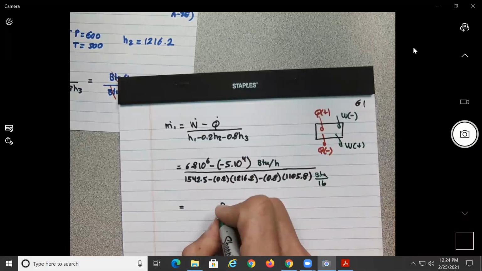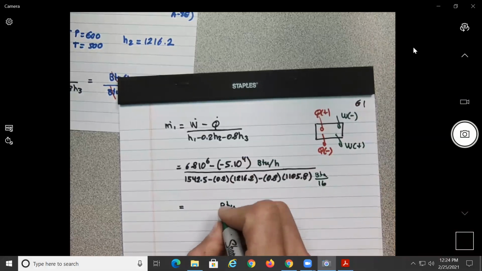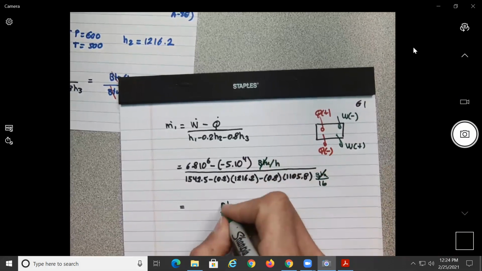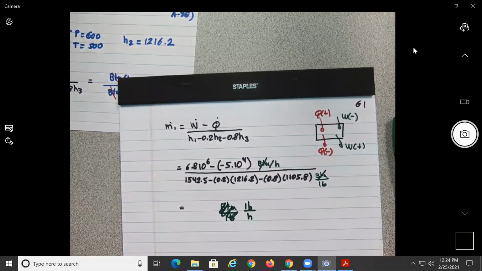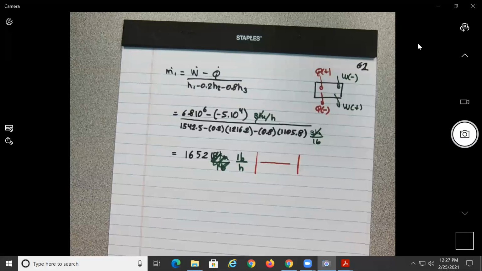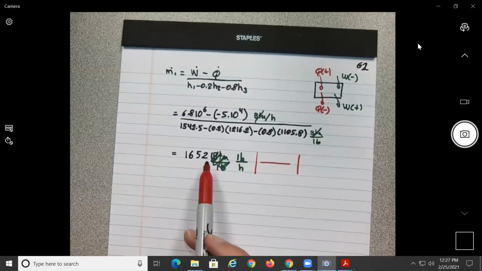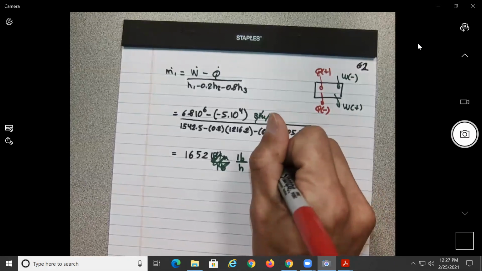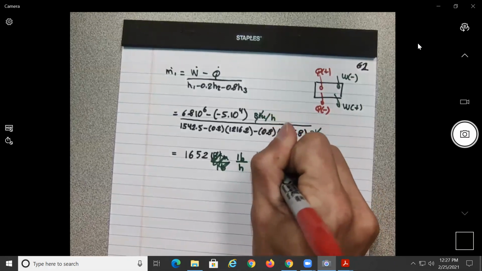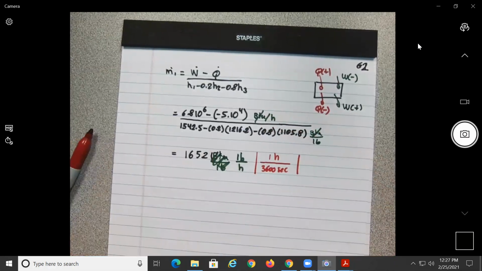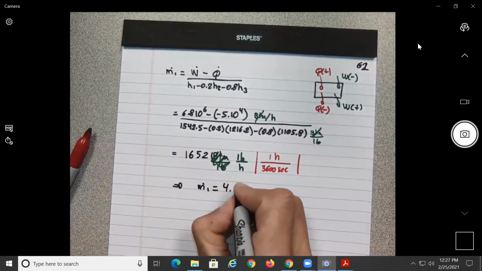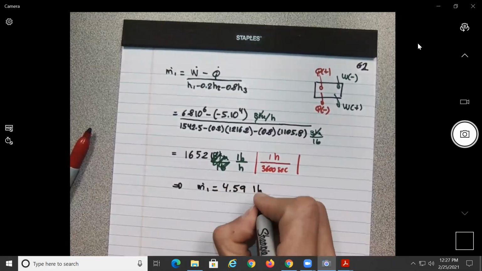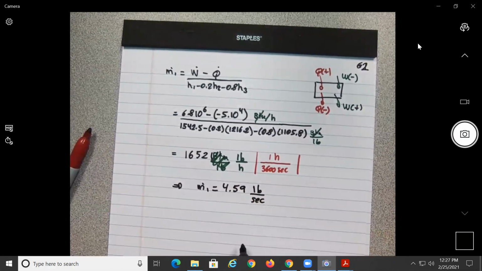Please do that calculation and give me the result in lb per hour. Somebody gave me the result to be 16,521. We need to remove one hour. In one hour you have 3,600 seconds, and this gives us that m1 is approximately equal to 4.59 pounds per second.